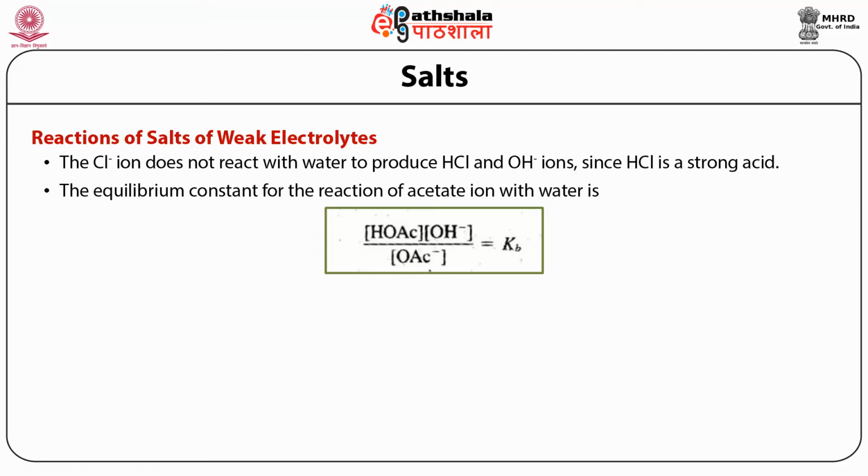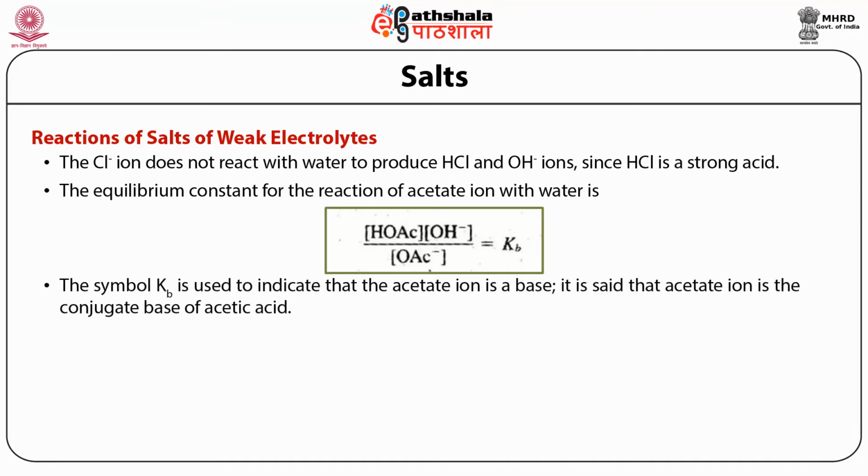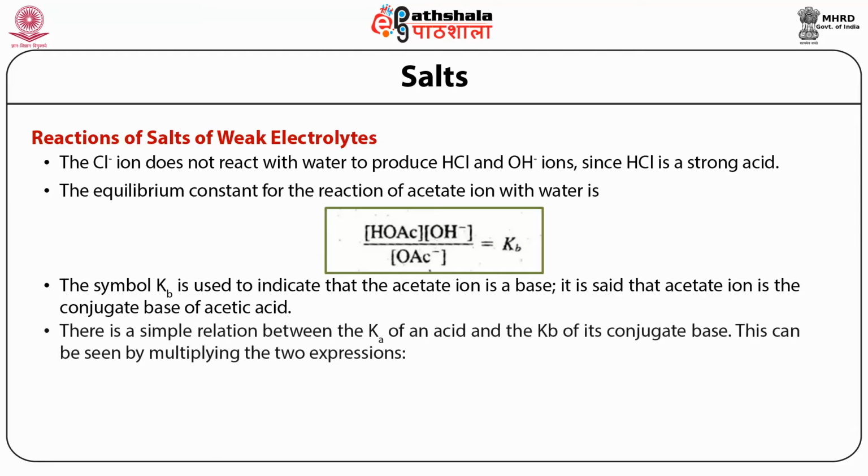of OH- ion divided by the concentration of acetate ion, and that is equal to Kb. The symbol Kb is used to indicate that the acetate ion is a base. It is said that the acetate ion is the conjugate base of acetic acid. There is a simple relation between the Ka of an acid and the Kb of its conjugate base.